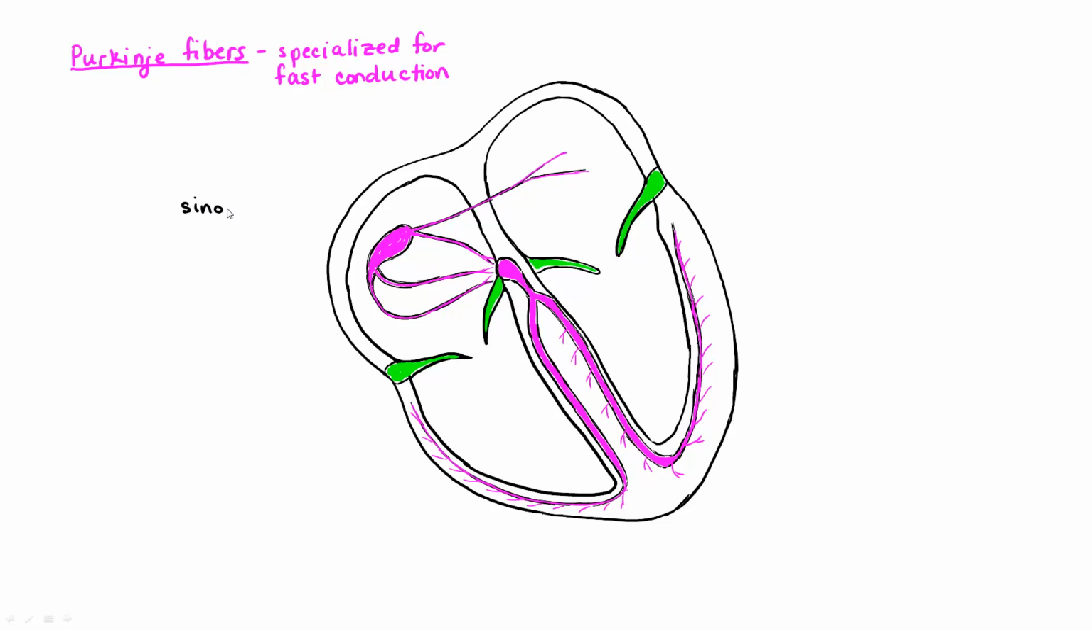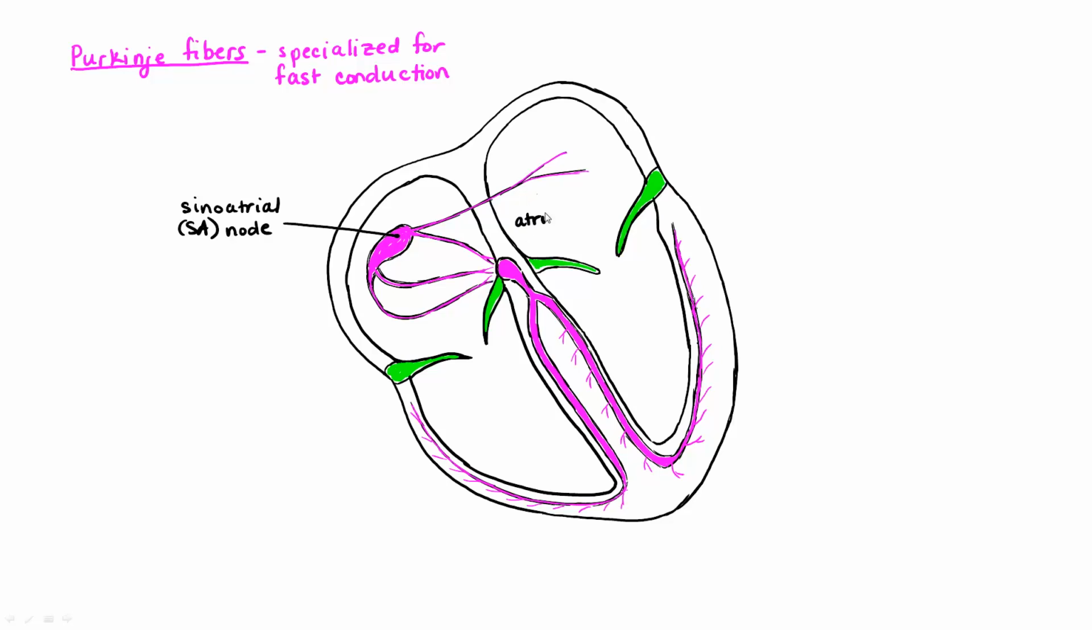The first one is the SA node, or the sinoatrial node. And cells in the sinoatrial node are special because they can actually turn positive on the inside on their own, without any outside help. And they're the ones that start the message to turn the entire heart positive. So it basically controls how fast your heart beats.